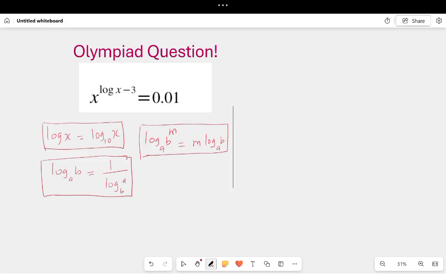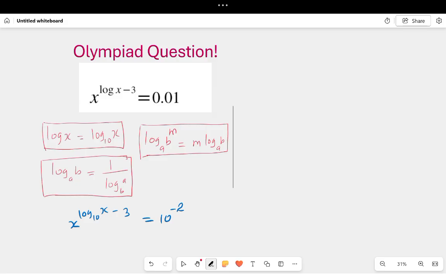Now, in this case, if we have x to the power log x minus 3, it means it is x to the power logarithm to base 10 of x minus 3, all right? It equals 0.01, which is the same as 10 to the power negative 2.